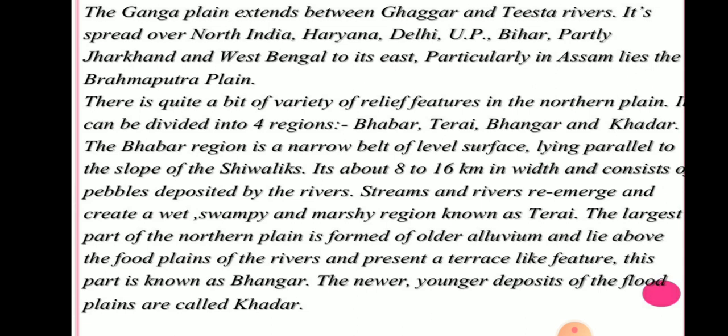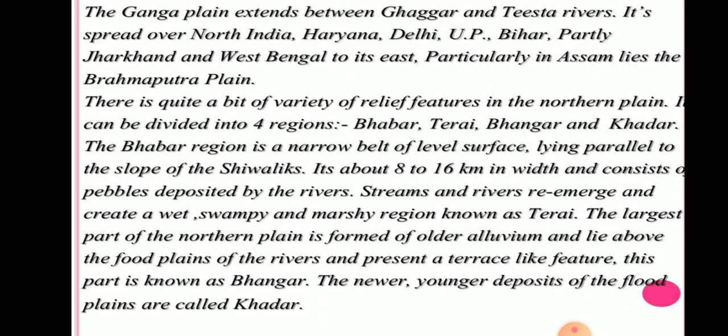There is quite a bit of variety of relief features in the northern plain. So what are they? We can divide the northern plain of India into four regions or four sections: Bhabar, Tarai, Bhangar and Khadar. So let's know about these four sections of the northern plain of India. The Bhabar region is a narrow belt of level surface lying parallel to the slope of the Shivalik mountains. It is about 8 to 16 kilometer wide and consists of pebbles deposited by rivers.